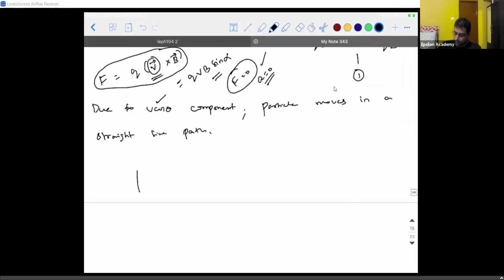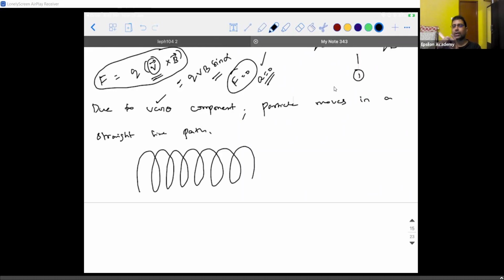So due to V sin theta, it will be in a circular path, and due to V cos theta, it is going to be in a straight line path. So before it completes the circle itself, the particle will be pushed to the right. Then it will start moving in a path like this, which is called a helical path. Means the particle will have a combined circular and translatory motion, which is called the helical path.